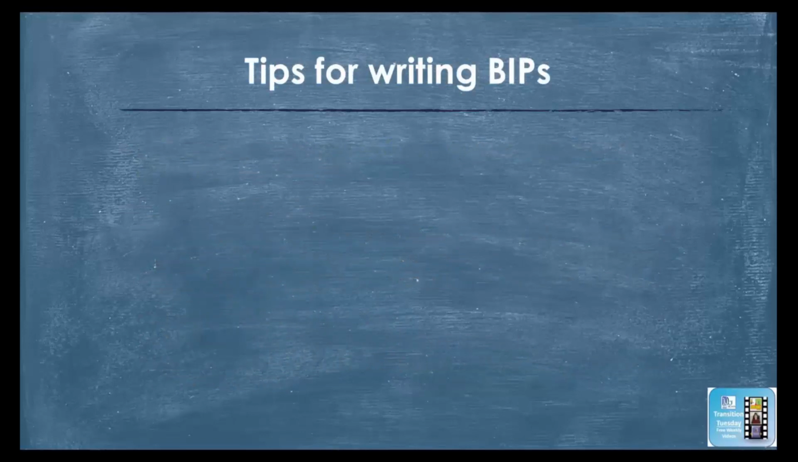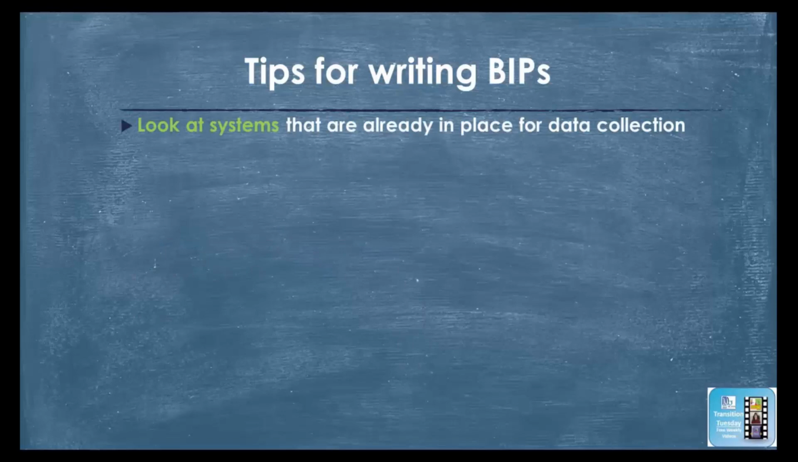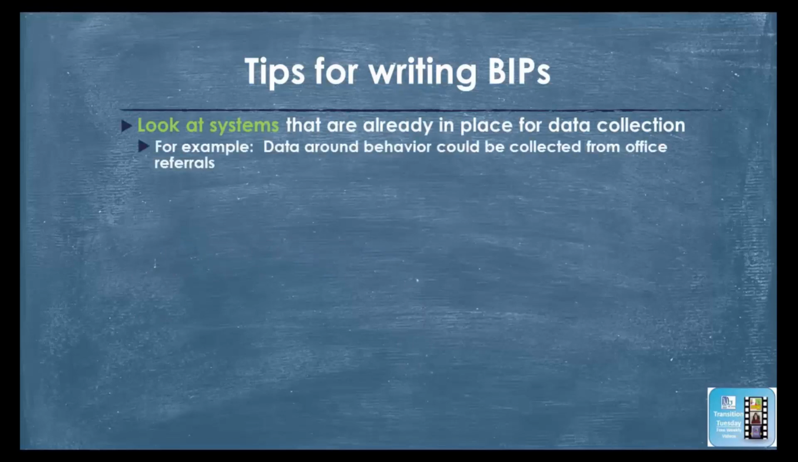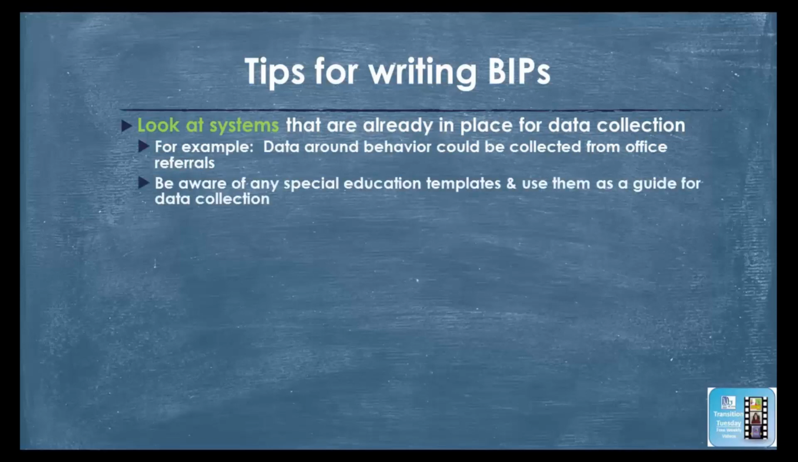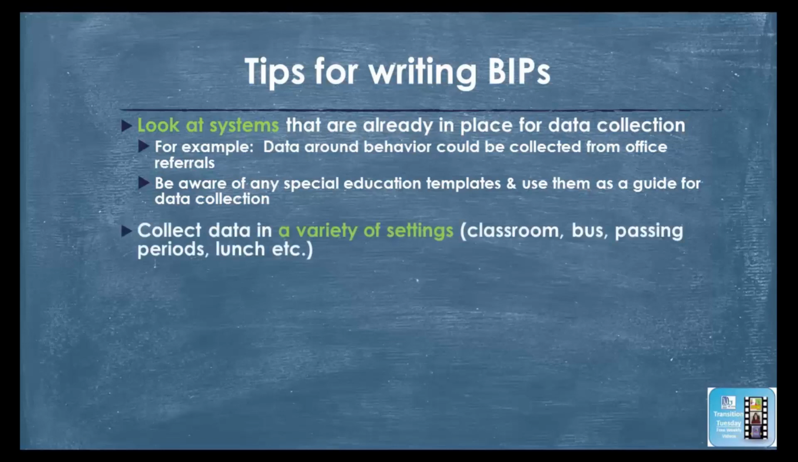Here are some best practice tips for writing behavior intervention plans. First, look at systems that are already in place for data collection. For example, data around behavior could be collected from office referrals. Also, be aware of any special education templates and use them as a guide for data collection. Next, collect data in a variety of settings. For example, classroom, bus, passing periods, lunch, etc.